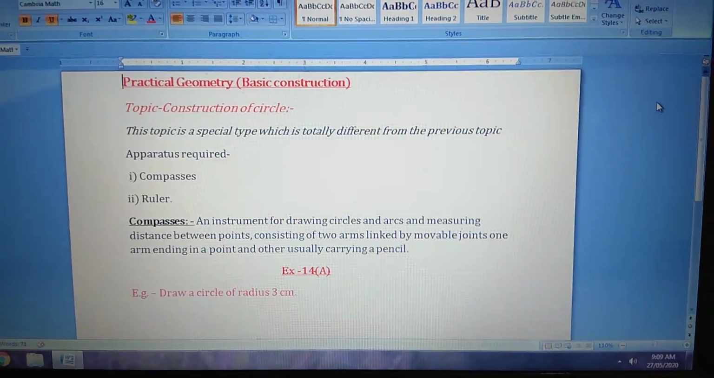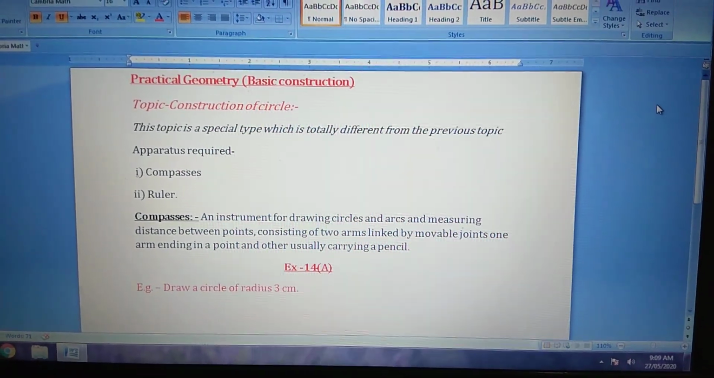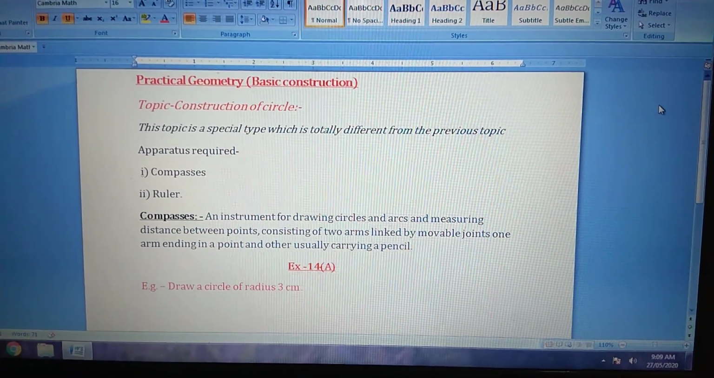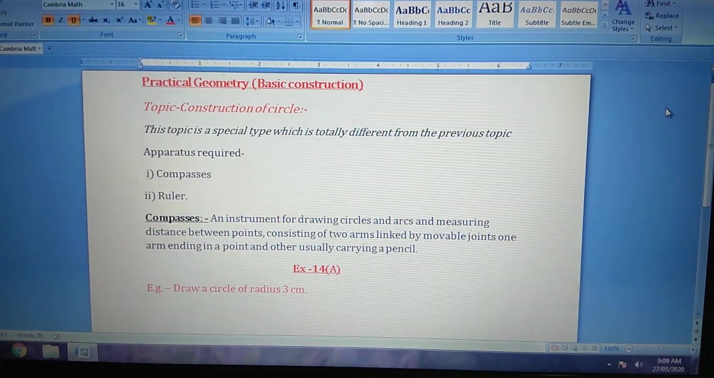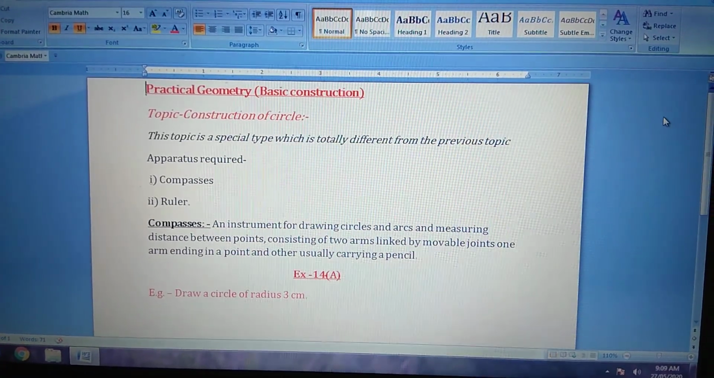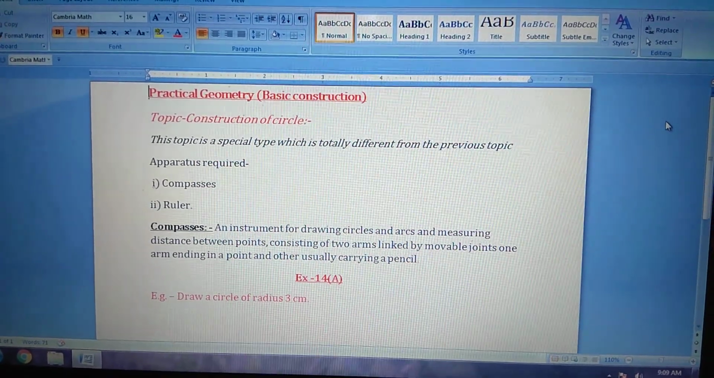I think the previous chapter which we have done, that is ratio and proportion, you have completed all the work allotted to you as homework. So now today in our class we are going to start the last exercise for half yearly.